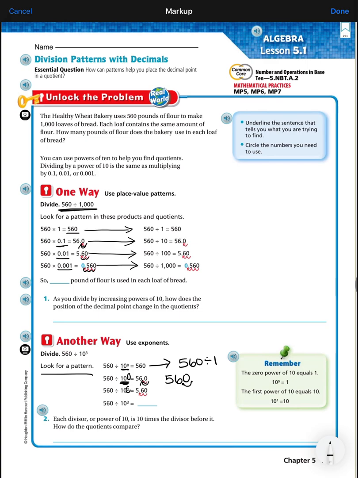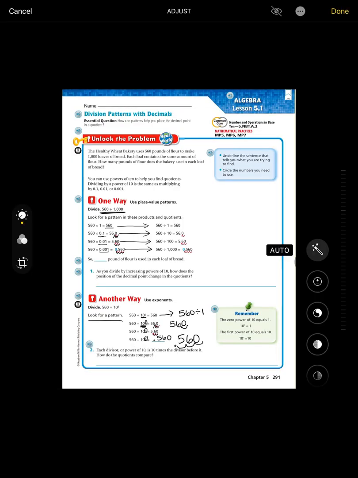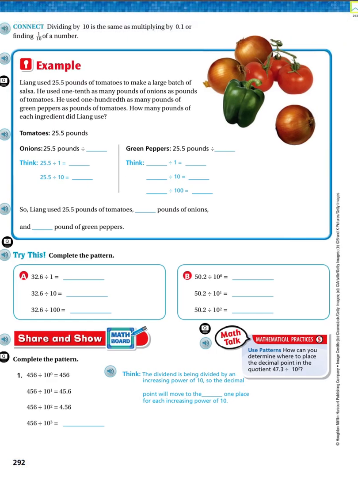Okay? Same with the next one. 560 divided by 10 to the second power. That little number 2 tells us that we have to move our decimal point 2 places. So they've done that. 1, 2. So if I have 560 and that little number 3 tells me I have to move it 3 places, okay, we're going to go 1, 2, 3. Decimal point 560. Okay. I know this is confusing, but as we keep working, I'm going to teach you a few tricks.